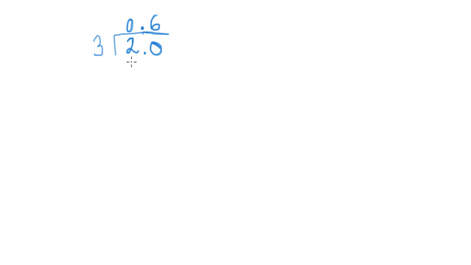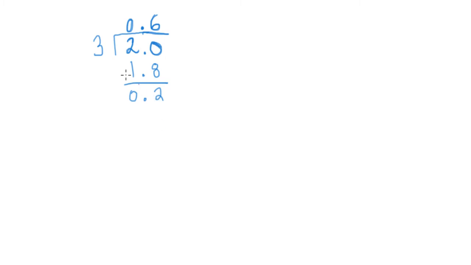So then what is this? Well, when I distribute these 6 tenths to the 3 equal groups, I get 1.8. And then what do I have left? I'm left with 2 tenths. Okay? And now I can repeat the process over again.